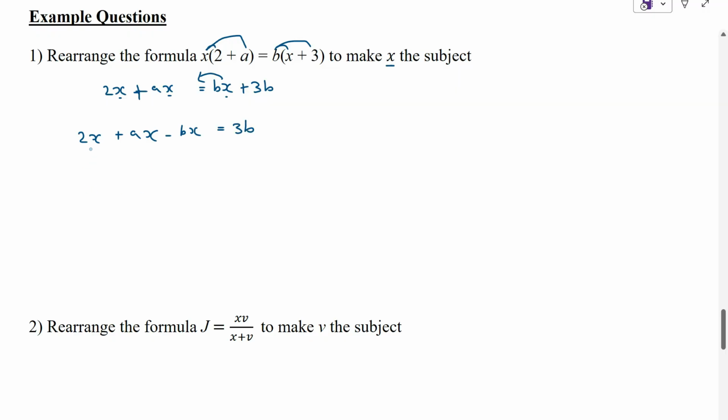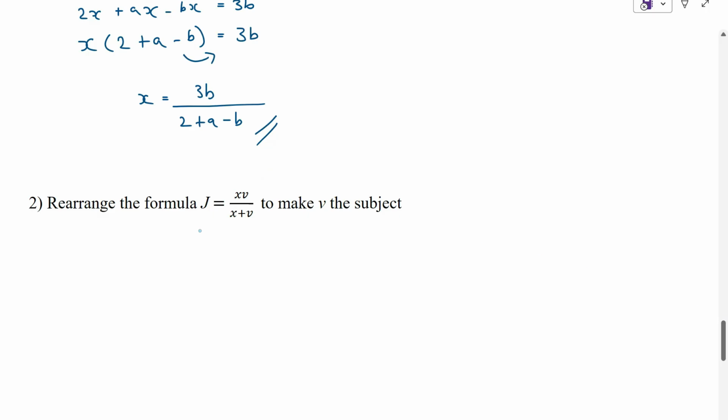Now x is a common factor in all three of these terms, so let's take that out, which equals 3b. We can go ahead and take this bracket over, leaving us with x = 3b all over 2 + a - b.